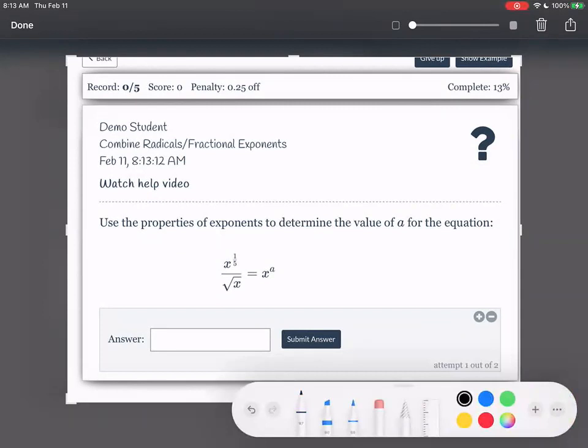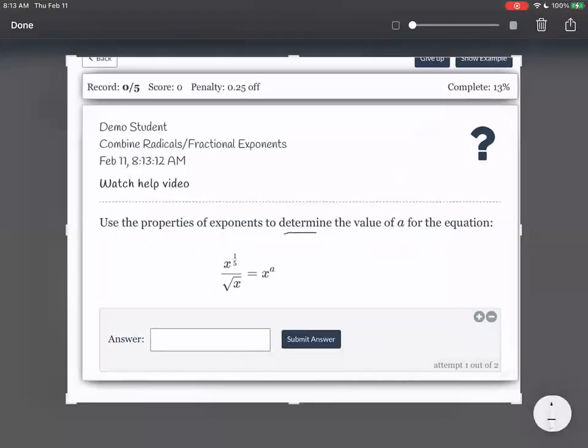I know that's kind of confusing for some students, but I just want to remind you that it says determine the value of a. So in the answer box, we're only going to put a. Okay, only put the a value.